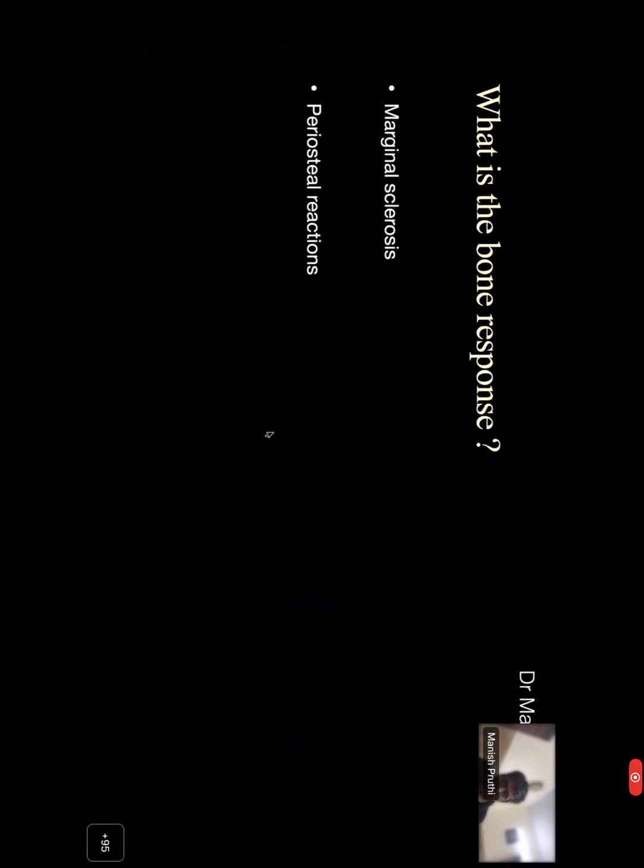Here we see 2 important things. First is a marginal sclerosis, and second is periosteal reaction. By marginal sclerosis, what I mean is the endosteal border shows a sclerotic rim. So this is classical for benign lesions.